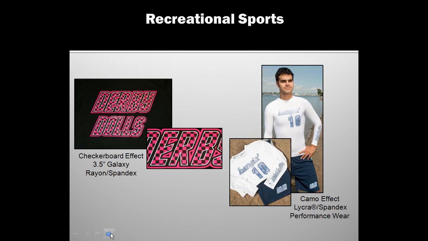Now the next one that is shown is the camo effect, and it's in a blue shade, so you can choose different colors too when you're choosing your effect. They don't always have to be your typical camo khaki or green. So this one we happen to choose blue, and it's on a lycra spandex performance wear. And if you notice, not only did we do a full front on this garment, but we also did something on the arm and then again on the pant leg of the shorts. So again, lots of options for using text and number effects.